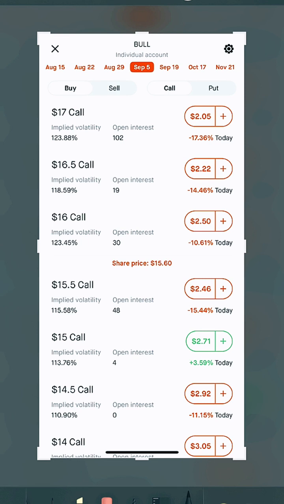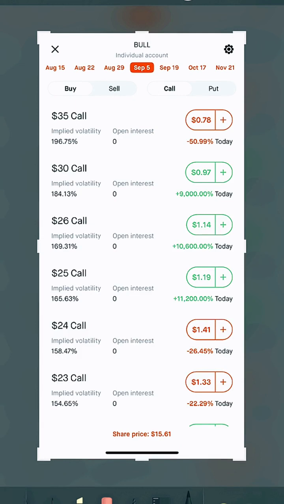I got an example. Matter of fact, I'll show you. You gotta know what you're looking at. Let's see.